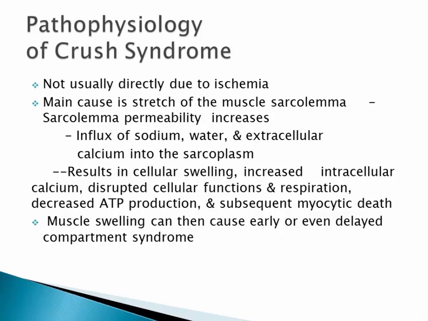You get sodium and calcium that instead of being flushed out of the cell are now able to move into the cell or stay in the cell. You get fluid that moves into the cell, and this redistribution of fluid leads to third spacing, cell swelling, and shock. So again, you get cellular swelling, increased intracellular calcium, disruption of the cellular functions and respiration, decreased ATP production, and subsequent muscle cell death.